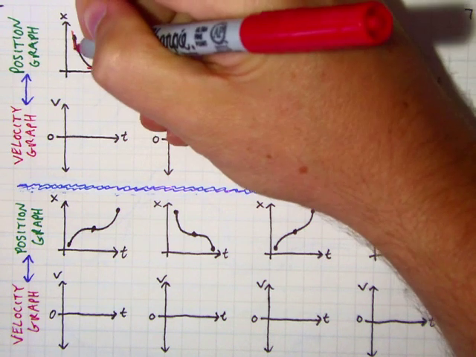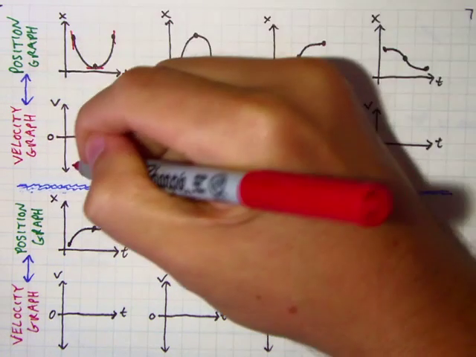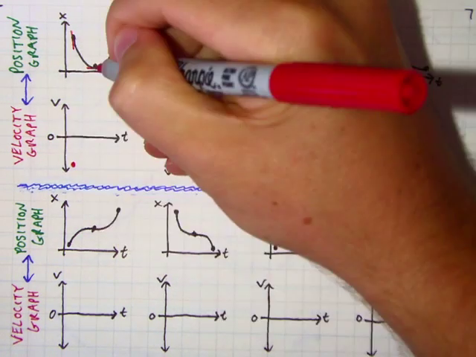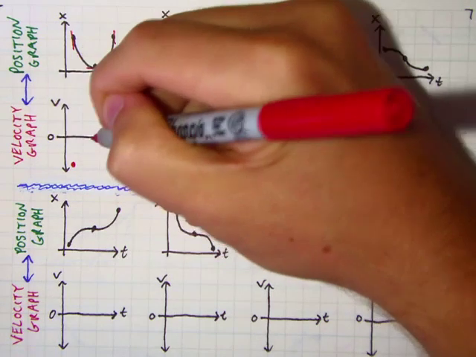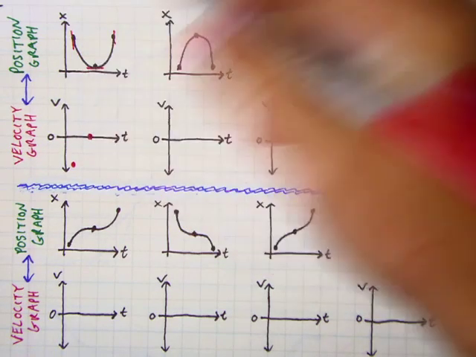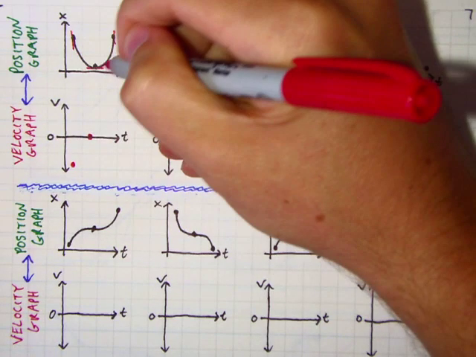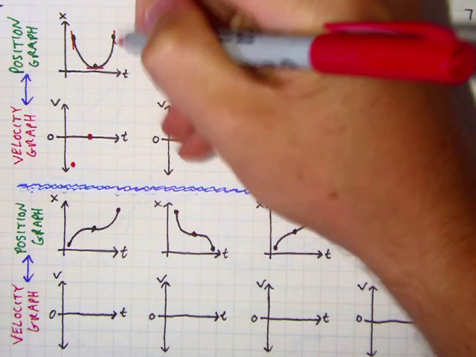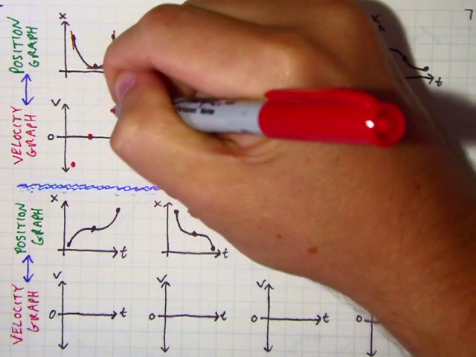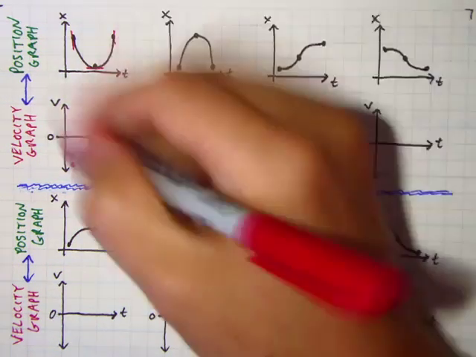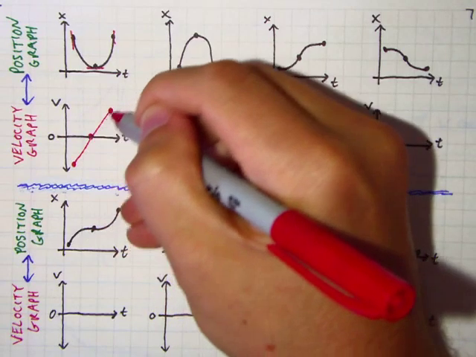So it starts out with large negative value. We're moving quickly in the negative direction. Then 0 for a moment, our velocity is 0. And then at the end, we're moving back in the positive x direction. Large positive velocity right there. So we can connect those 3.